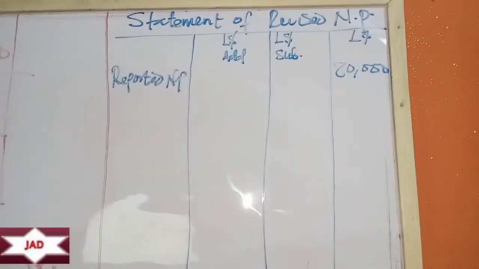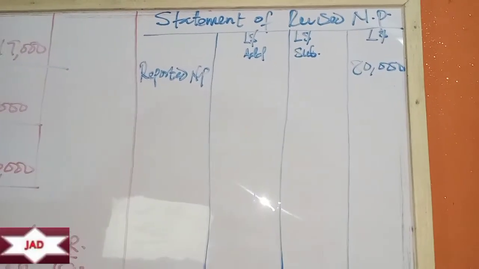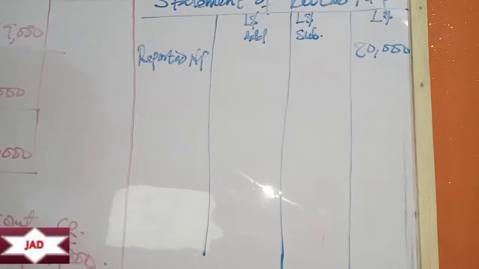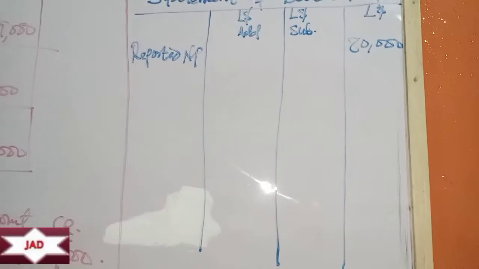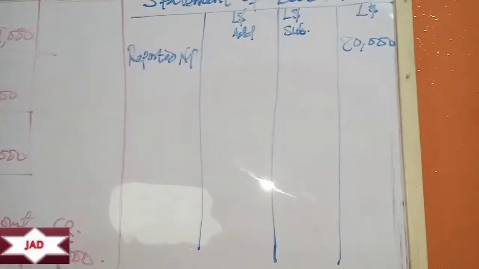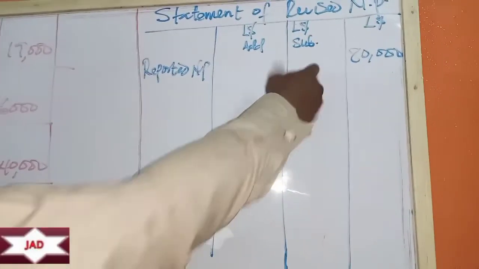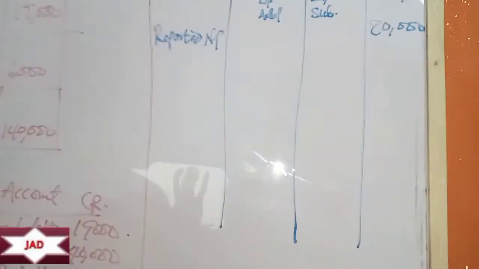Now, what you need to know is that your net profit is a function of your trading profit and loss items: your sales, purchases, expenses, and all that. So you have to know if the item has overstated the profit or understated it. If the item overstated the profit, it means there's a need for a subtraction. If the item understated the profit, it means there's a need for what? An addition. So we have to understand that.